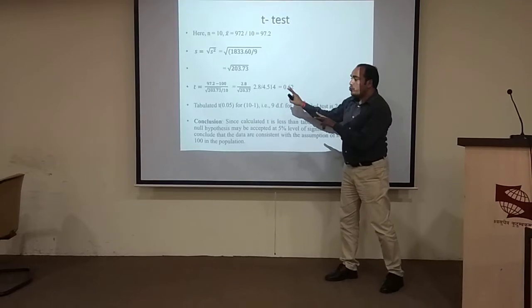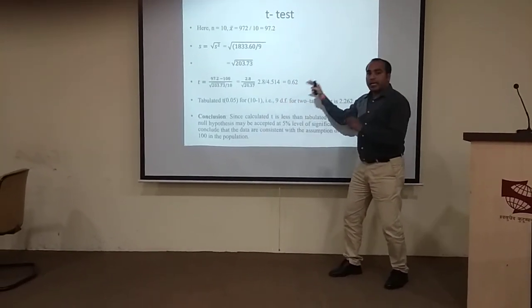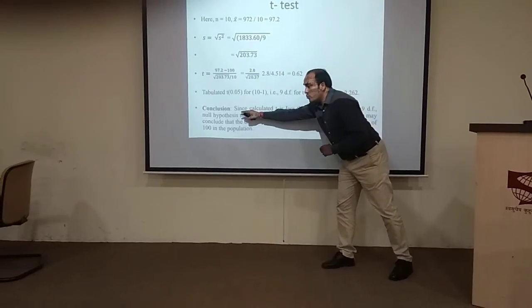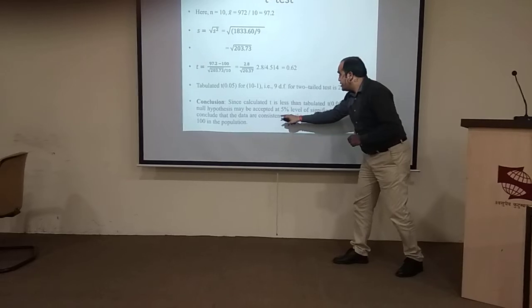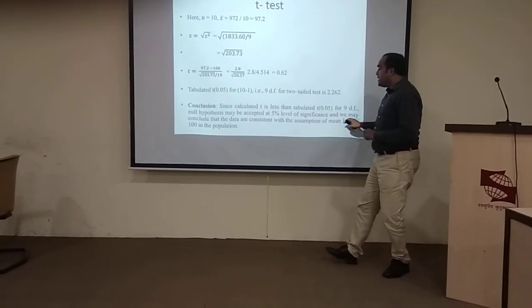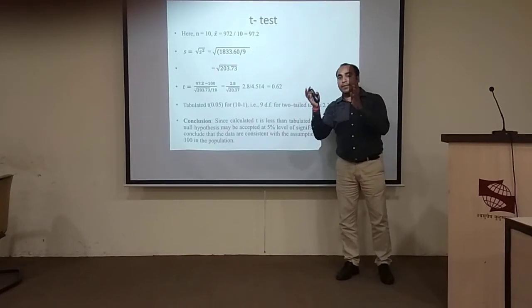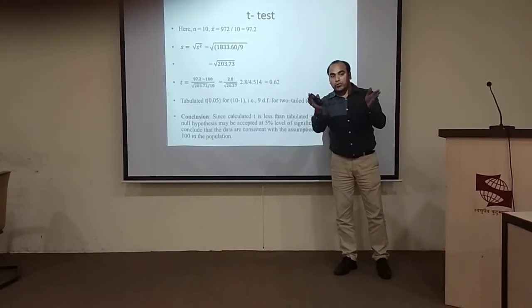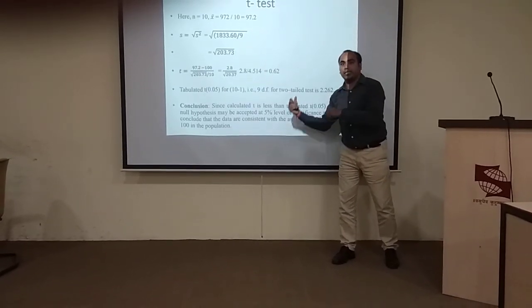There are two important points: you take the correct decision and you write the correct conclusion. So in our case, the data are consistent with the assumption of a mean IQ of 100 in the population. Whatever hypothetical value we took from the class students and sample students, the hypothetical value is correct in our case.